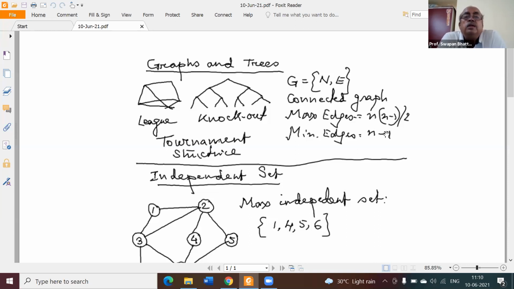If any two nodes have at least one path between them, then this is known as a connected graph. We can have parallel edges between two nodes. We can have self loops also. That means an edge starts from one node and ends at the same node.